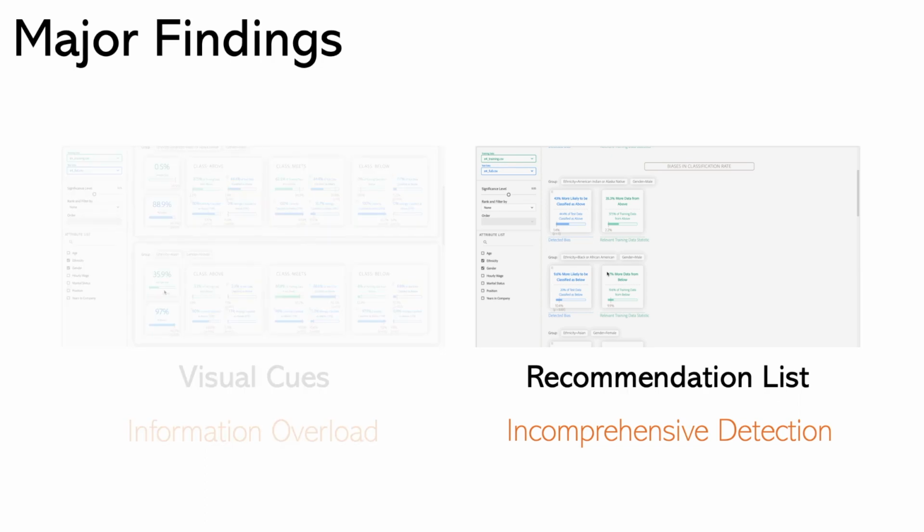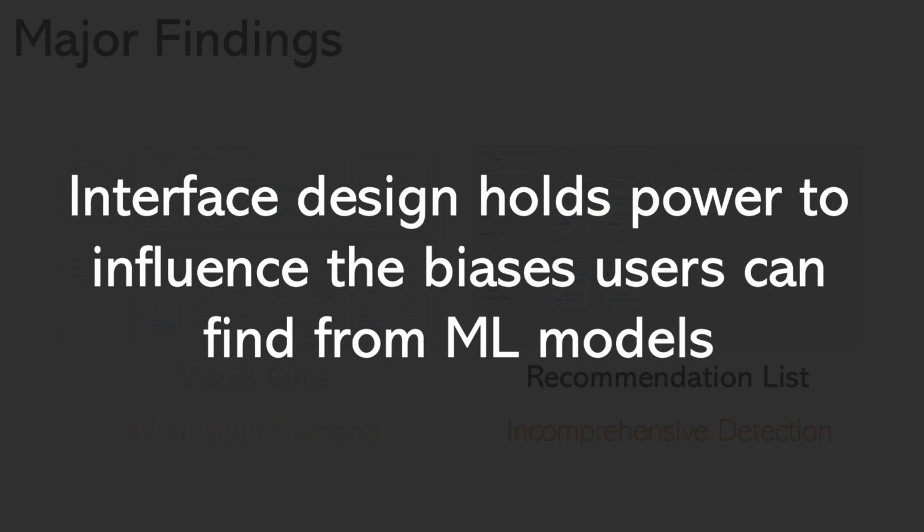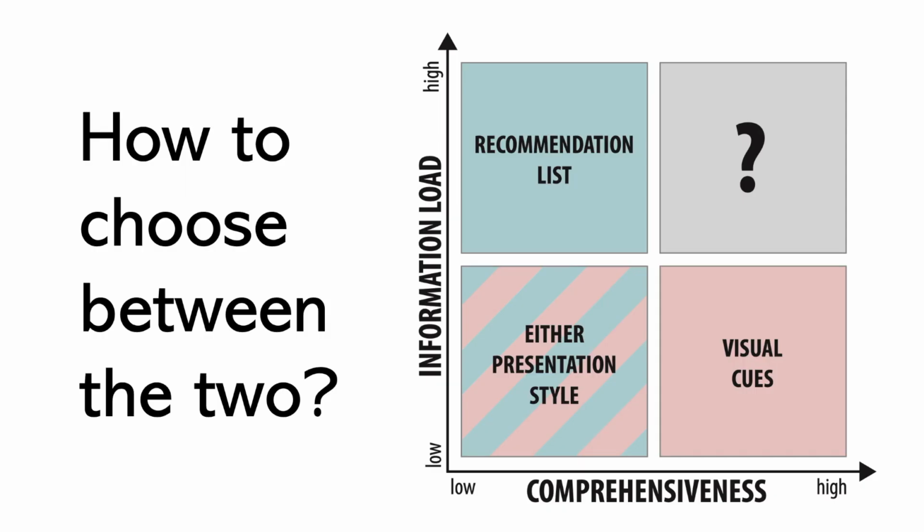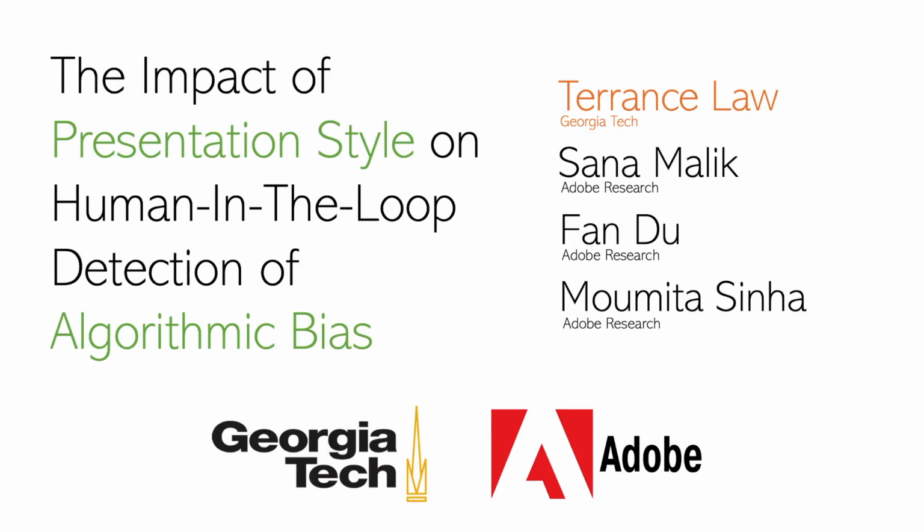I want to highlight this finding because it tells us that how you design a bias detection tool can actually affect the model biases users can find. So we need to design bias detection tools really carefully. And in the paper, we have provided some suggestions about whether to use a recommendation list or visual cues in what scenario when designing a bias detection tool. You can take a look at our paper to learn more.